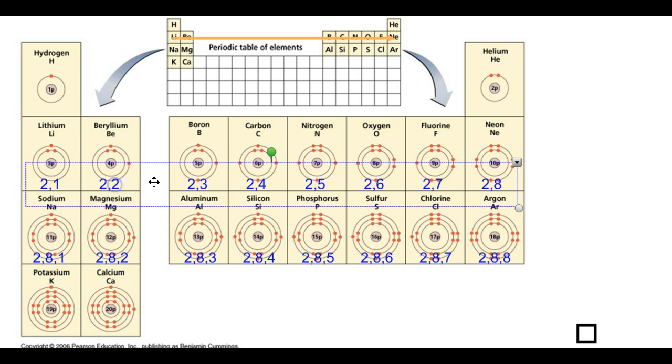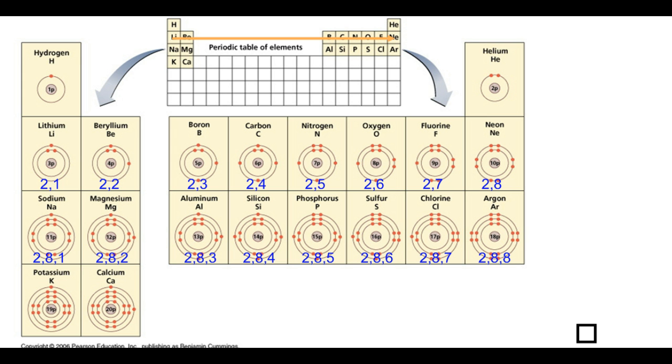So here we have 1, 2, 3, 4, 5. I know most of you are pretty quick and probably already figured that out, but we go from 1 all the way over to 8 outer electrons. And the same thing in this row. Even though we now have 3 layers, we still start at 1 and go all the way over to 8.